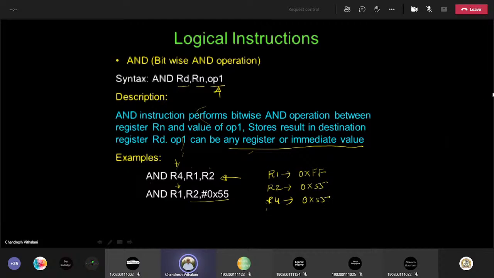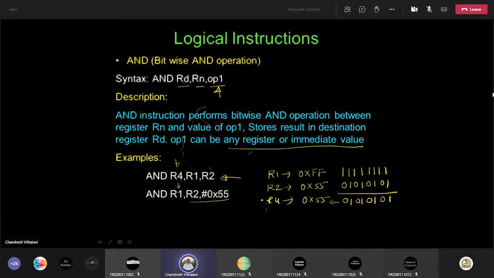Because FF is 1, 1, 1, 1, all ones, and this 55 means 0, 1, 0, 1, 0, 1, 0, 1. And we perform the AND operation: if both inputs of the AND gate are 1, then the output will be 1. If any of the inputs is 0, the output will be 0. So your output will be 0, 1, 0, 1, 0, 1, 0, 1. So it remains 55. Okay. Now this is the value available in R4.